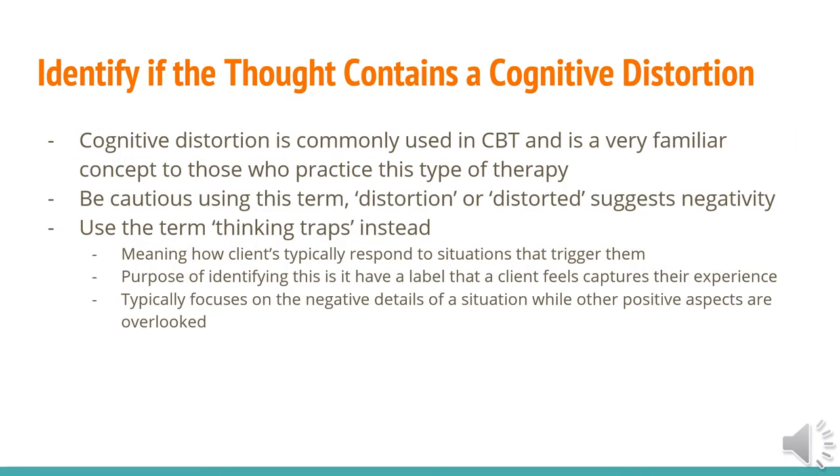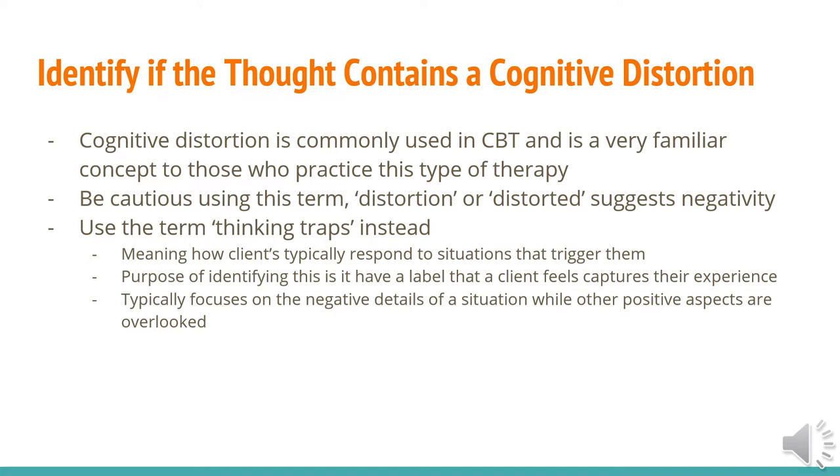Commonly, the many thoughts your clients have will often contain a cognitive distortion. Cognitive distortion is commonly used in CBT and is a very familiar concept to those who practice this type of therapy. However, you should be cautious using this term, as distortion or distorted usually suggests some type of negativity. Instead, many therapists have begun using the term thinking traps.